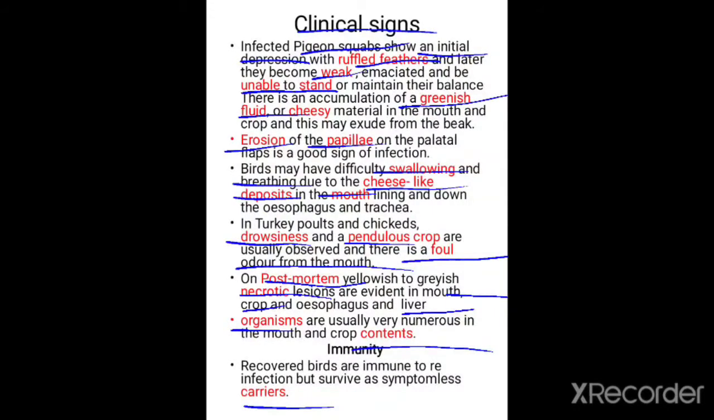In turkeys, fowls, and chickens, drowsiness and a pendulous crop are usually observed, and there is a foul odor from the mouth. In postmortem lesions, yellowish to grayish necrotic lesions are evident in the mouth, crop, and esophagus, and also in the liver. Organisms are usually very numerous in the mouth and crop contents. When it comes to immunity to Trichomonas gallinae, recovered birds are immune to reinfection, but they survive as carriers.